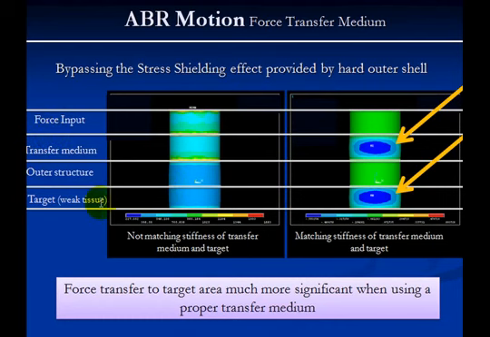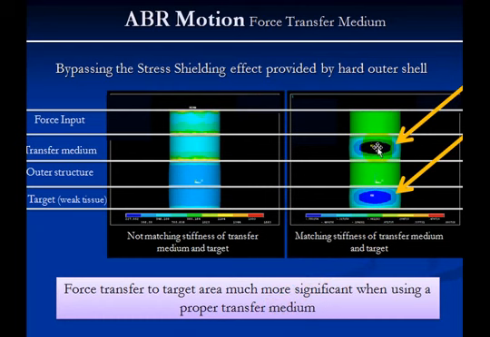So number 4 was the target, the weak tissue. That was the shell, the outer structure. The next level is the transfer medium, that's number 2. And number 1 here is the source of force input with the manual application, that would be the hand. And this is the matching stiffness. Again, the word stiffness characterizes density, right? Again, that's where the scientific words mismatch with the common usage.